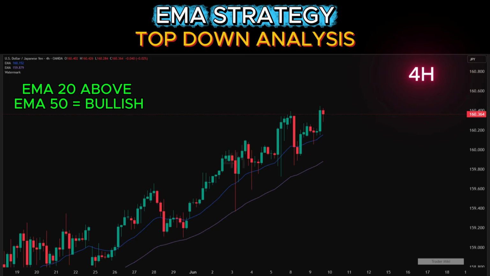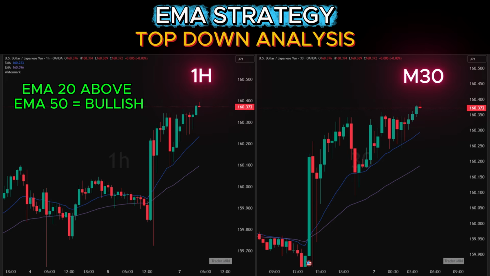Next, drop down to the 4-hour. Again, the 20 EMA is above the 50, meaning it is also bullish. On the 1-hour and 30-minute is where to look for entries if the 20 EMA is also above the 50. When all of the time frames are aligned, this gives the setup a higher probability. The idea is after a bullish push in structure, we wait for a pullback to one of the EMAs and then we look for entries after a confirmation.